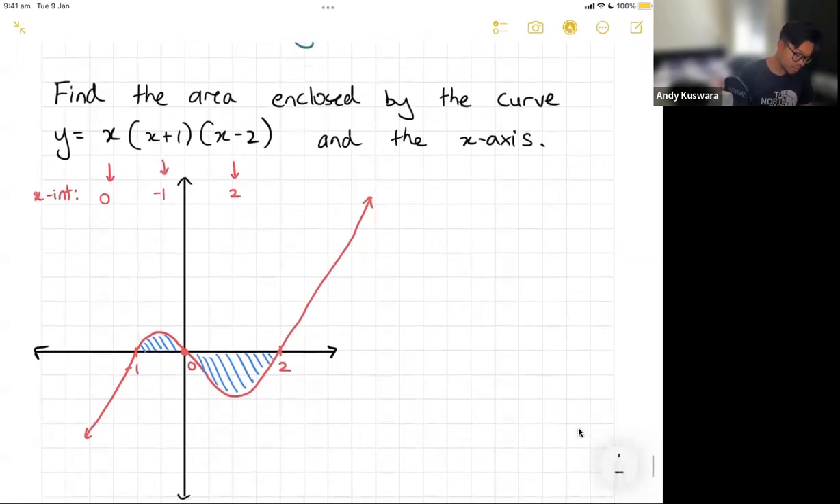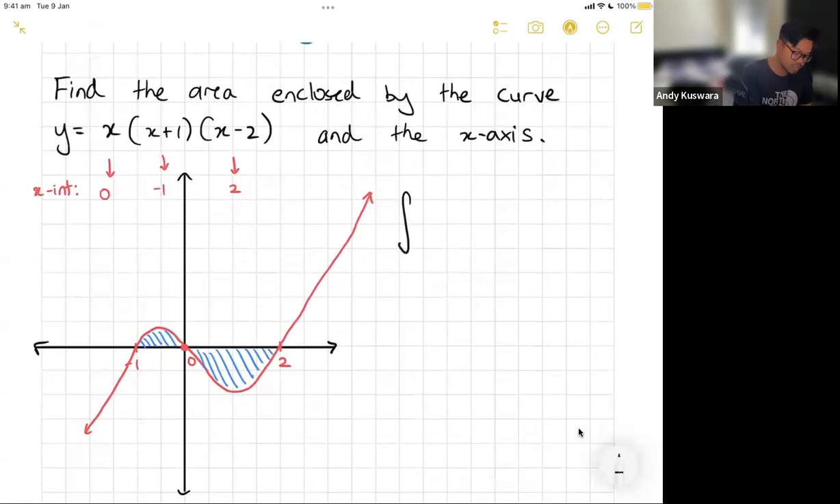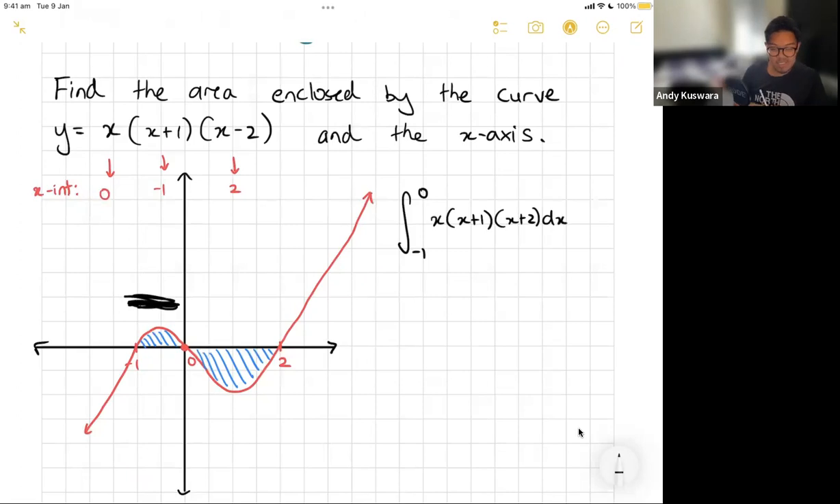So let's actually work at getting the integral. For the first integral, I'm going to look at this section here. I can see that I'm integrating between -1 and 0, and the curve is just that function that we're given, x(x + 1)(x - 2) dx. Now, because it's above the x-axis, it's going to come up positive. I don't need to change anything about it. That's fine.